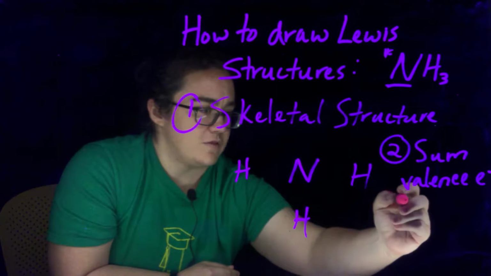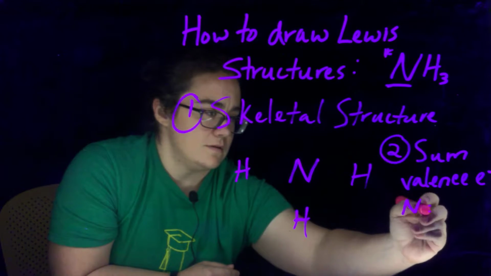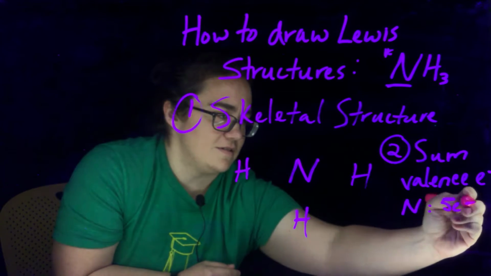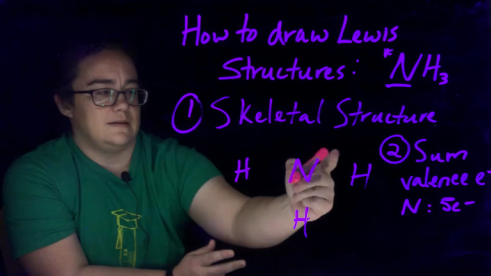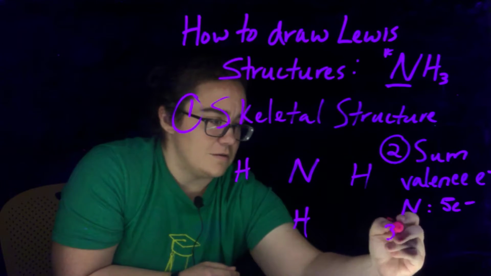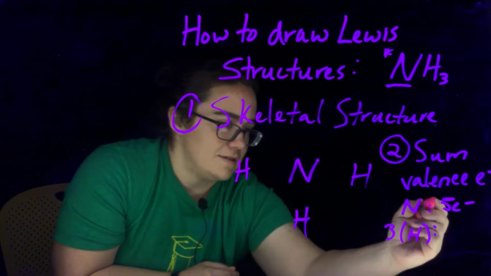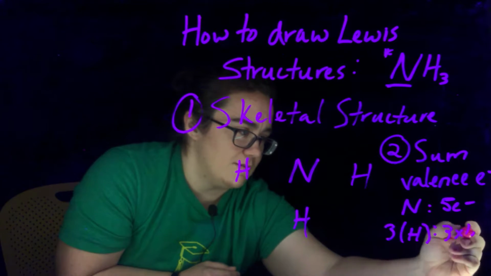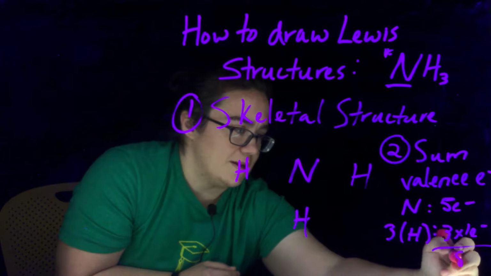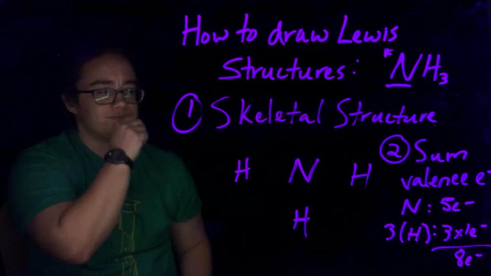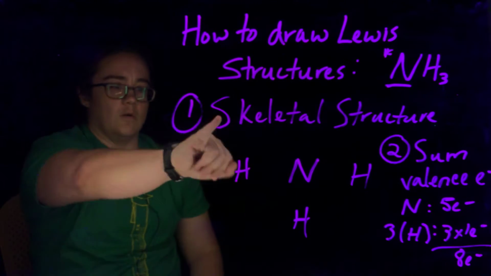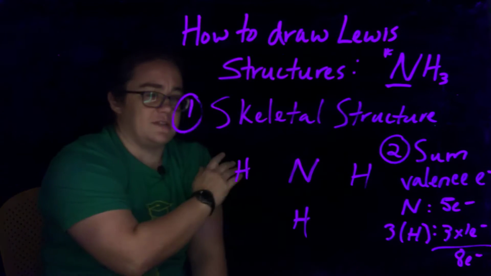So for this guy, if we're summing these, we've got nitrogen. This guy has 5 valence electrons. And then we've got 3 different hydrogens. So 3 hydrogens, it's going to be 3 times the 1 valence electron. So overall, we get 8 valence electrons. Okay, so we've got skeletal structure. We've got our valence electrons.